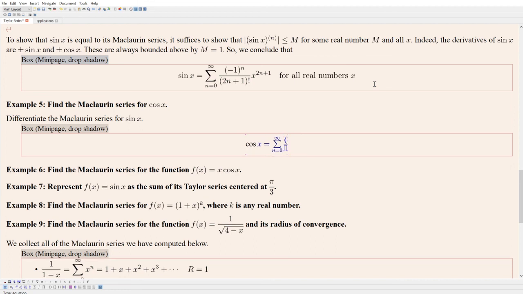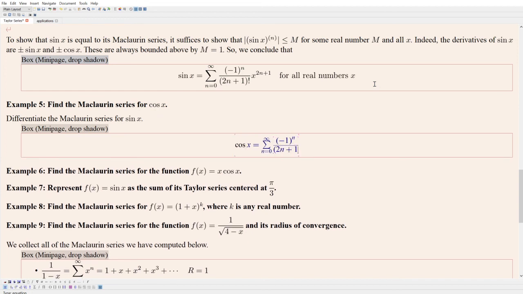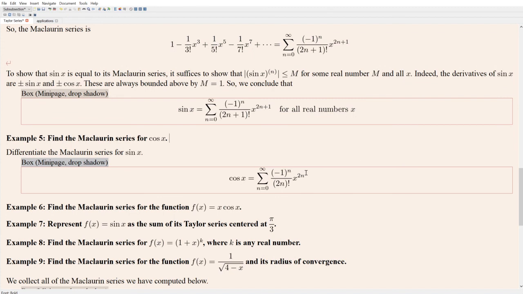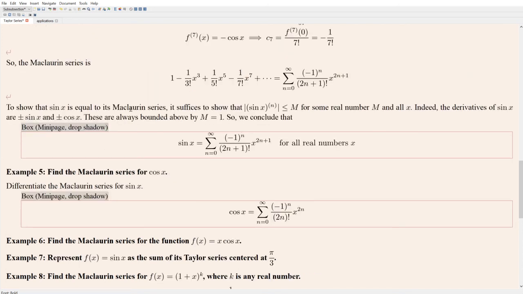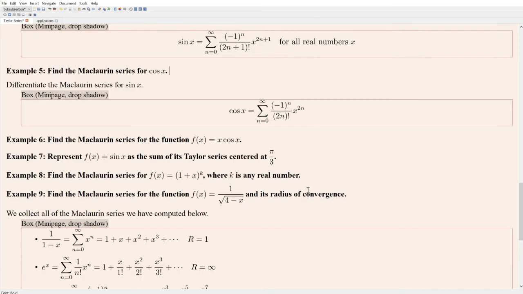So let's see. Just bring down the 2n plus 1 and subtract 1. However, we can simplify this a little bit, because (2n plus 1) factorial is the same as (2n plus 1) times (2n) factorial. So the 2n plus 1 cancels, and we get this. So what is the pattern here? It's exactly the same pattern, only with even numbers instead of odd numbers.